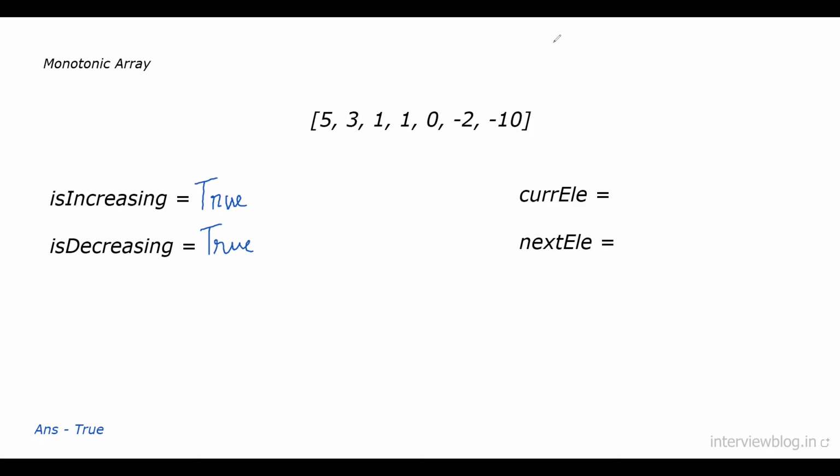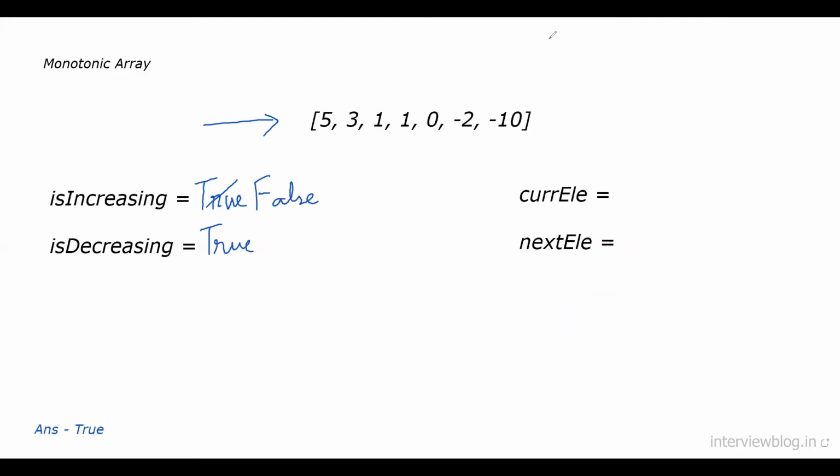So let us now consider this example. So we'll be traversing the given input array one by one, and at each step we'll be calculating the current element and next element. So to begin with, my current element would be 5 and my next element would be 3. So now we'll be comparing the current element with the next element. We can see that the current element, which is 5, is greater than the next element, which is 3. So in this case, we can see that the given input array is in decreasing fashion, and hence we will be setting the is increasing variable from true to false.